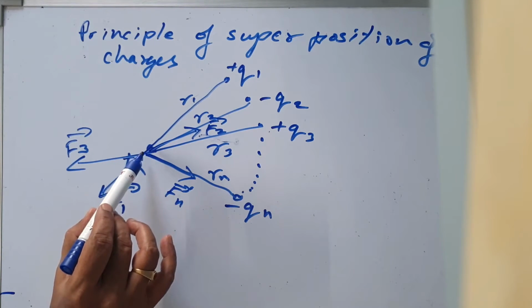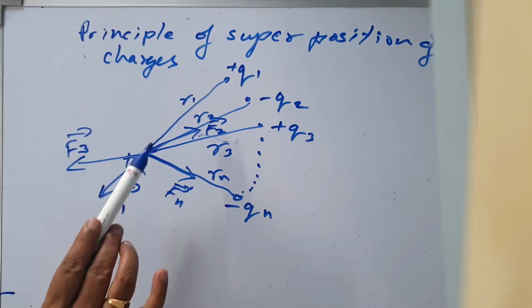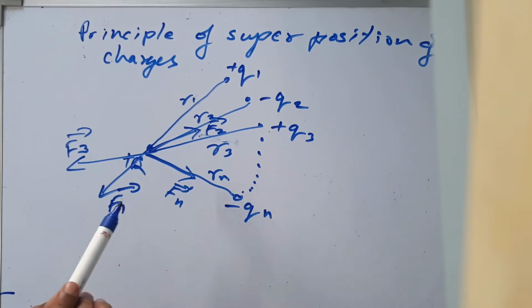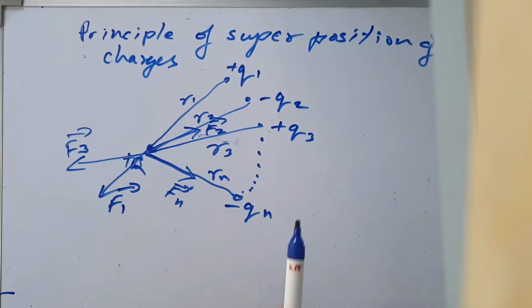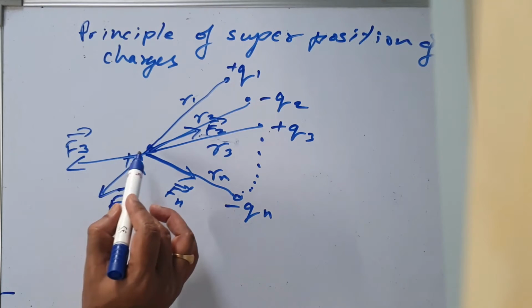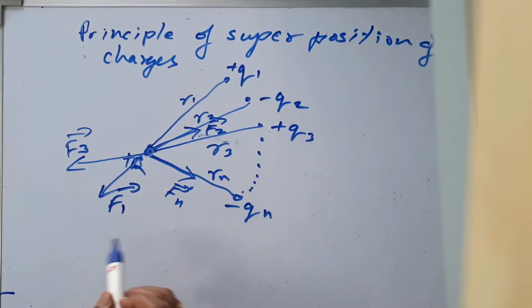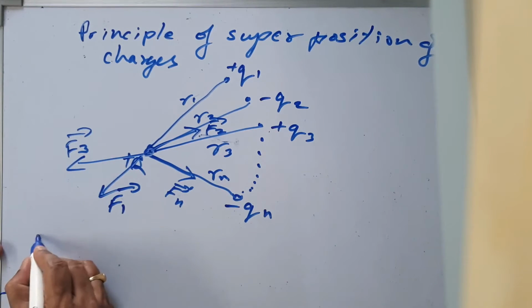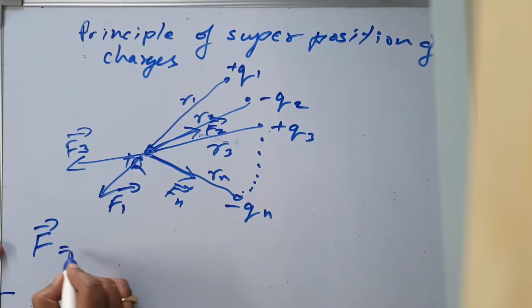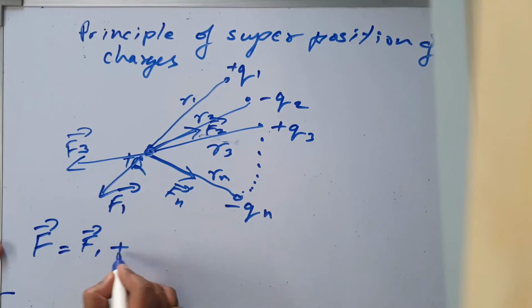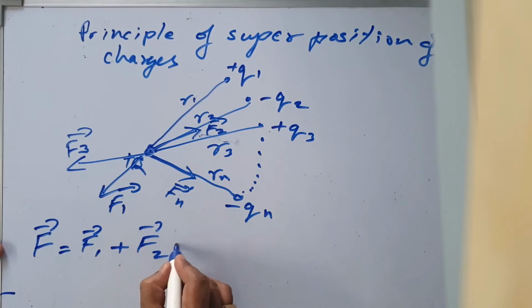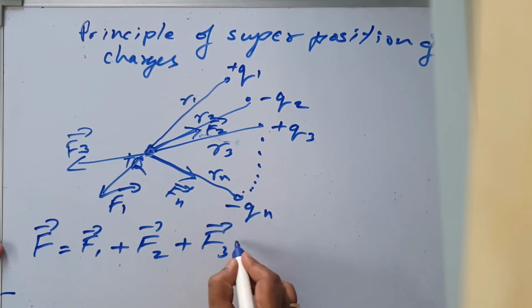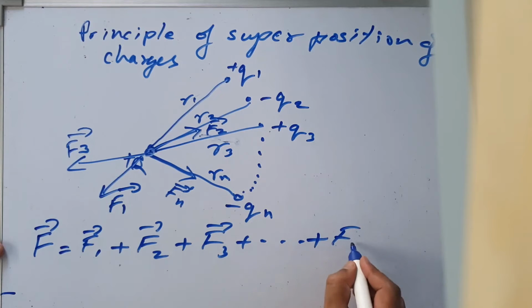So this plus q is acted upon by a number of forces, F1, F2, F3, up to Fn. So the resultant force acting on q due to all these charges is given by the principle of superposition of charges as vector F is equal to the vector sum of each of these forces. You have learned vector addition. This is the principle of superposition of charges.